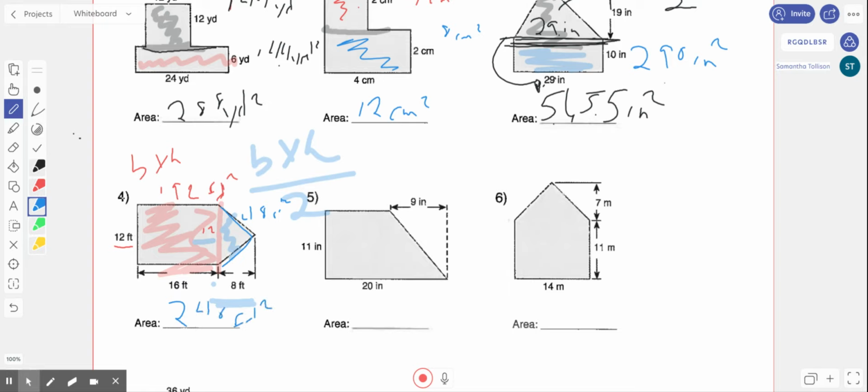All right, guys, if you have any questions, as always, drop us an email. Compound shapes, pretty easy, pretty self-explanatory.